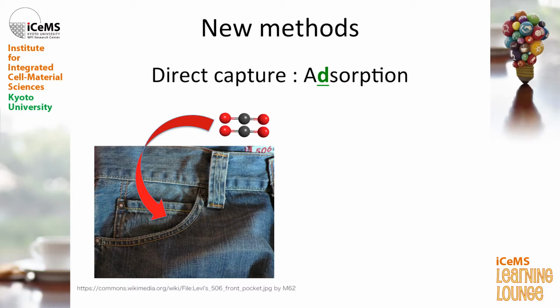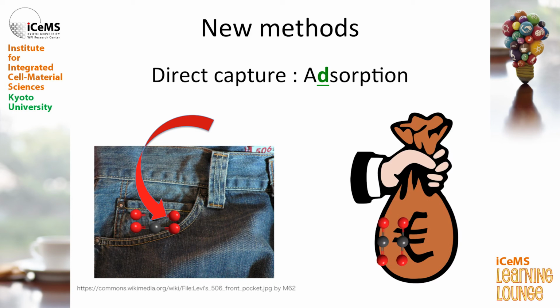And this is why people are now interested in finding new methods, with much milder conditions, and these are called adsorption methods. In this case, we're not dealing with the chemical transformation of carbon dioxide, but its direct trapping into a material, like you would trap carbon dioxide in your pocket, and then afterwards you can transport it and store it in a very safe way. Of course, from this picture, because carbon dioxide is a gas molecule, you can easily think that this is not going to happen in your pocket.